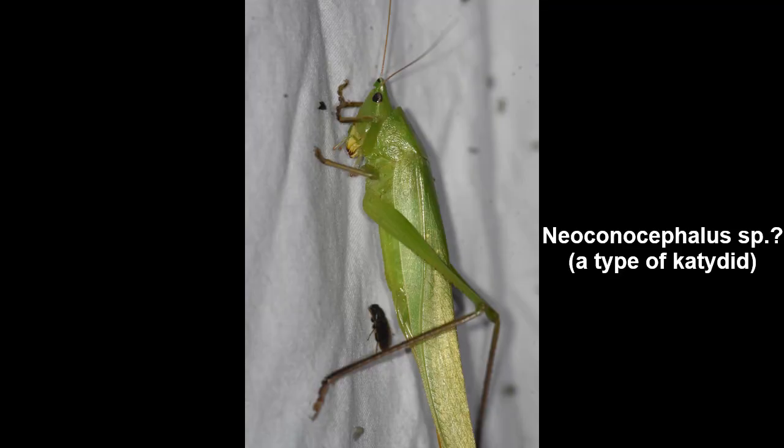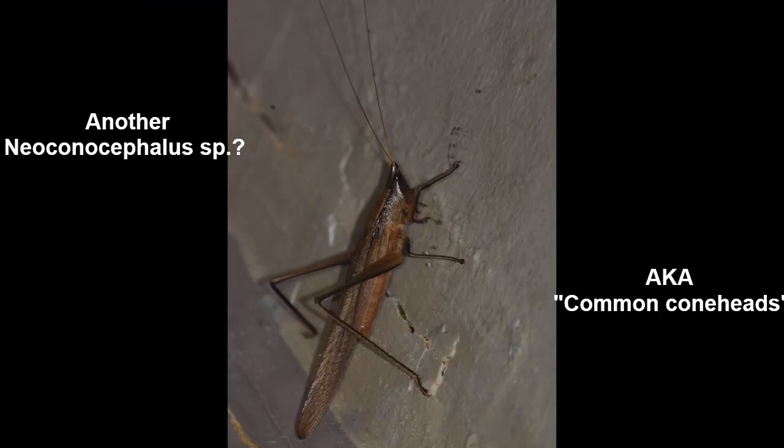But this is a conehead, some type of common conehead, which is a type of katydid. And they can be green like this one, or they can be brown. So this is another one that was crawling up higher on the sheet. And the genus, I think, is Neoconocephalus, although I could be wrong.